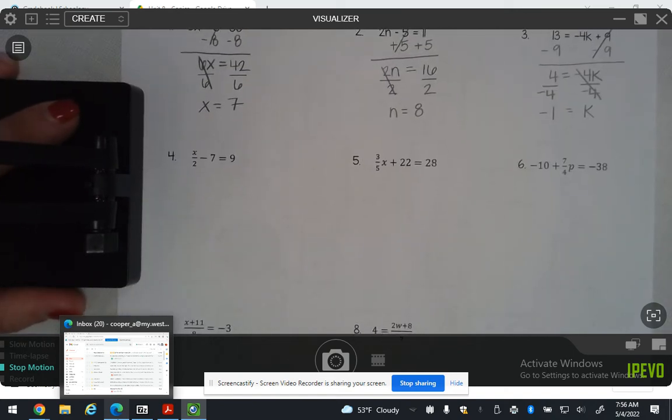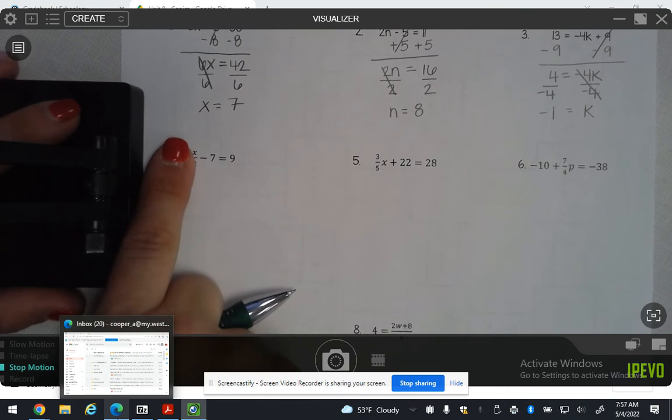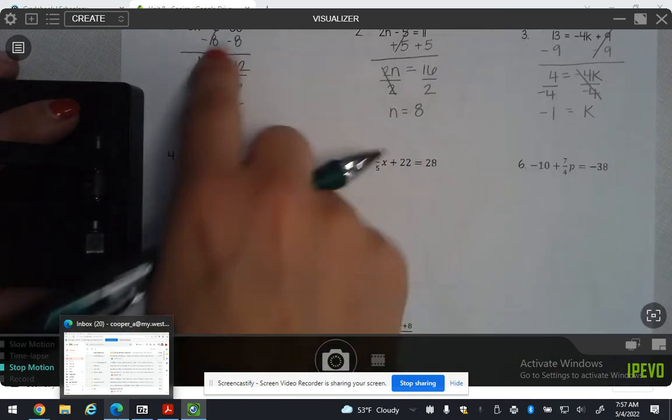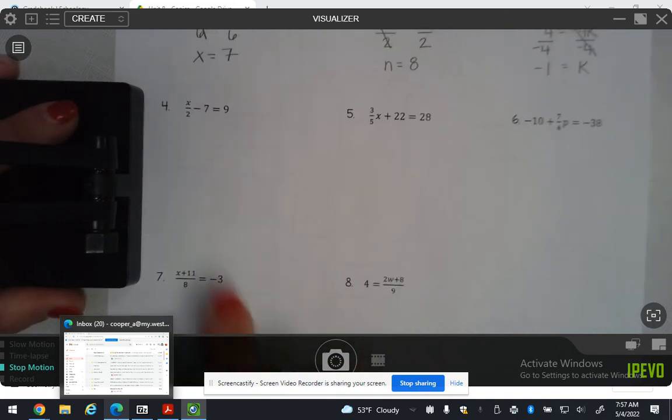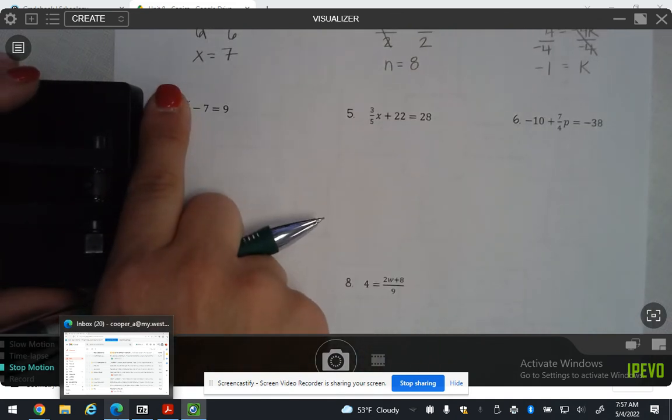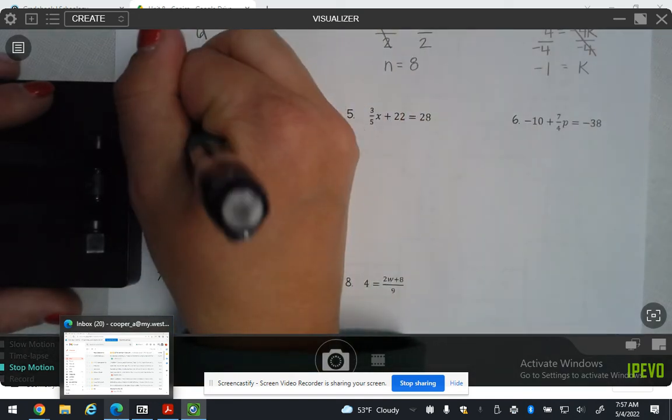All right. Now, number 4. If I cover up the X, I'm here, right? What's still on the same side as my finger? Negative 7. Guys, stop copying up here. Come down with me. Like, I need you with me. Cover up the X. Negative 7, yes? It's negative. So how do I move it to the other side? Add 7 to both sides.